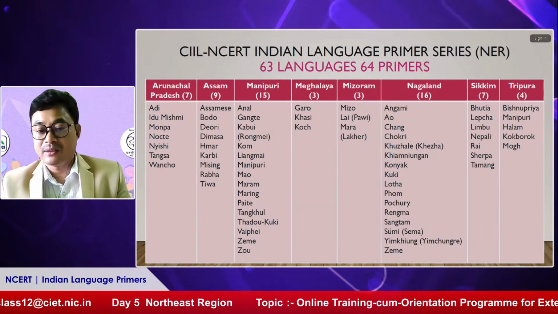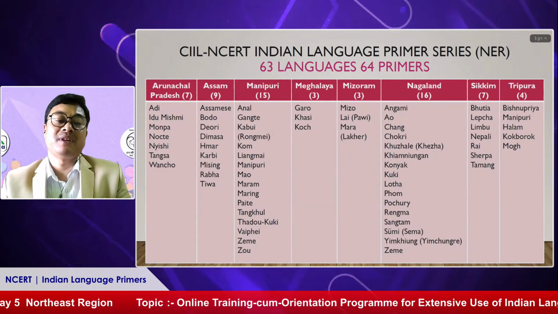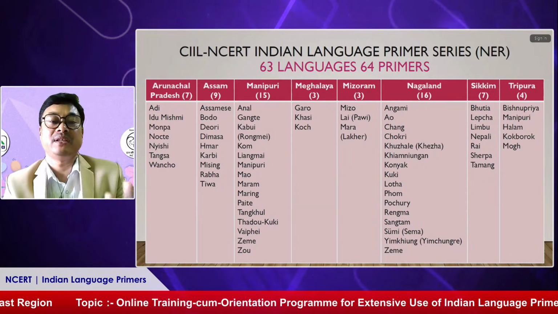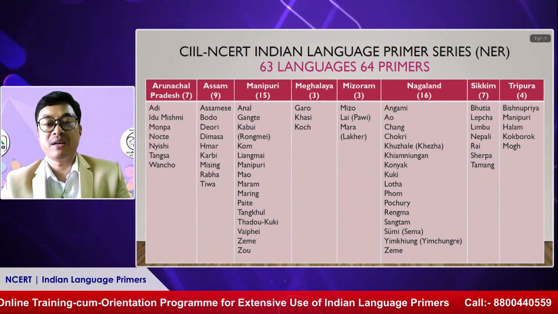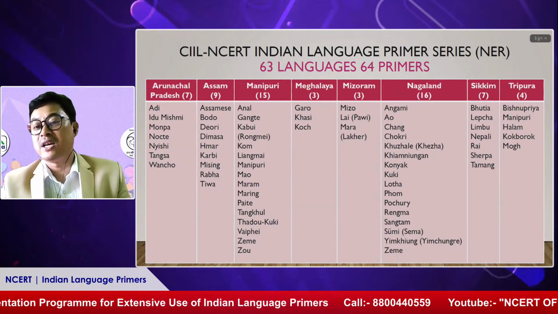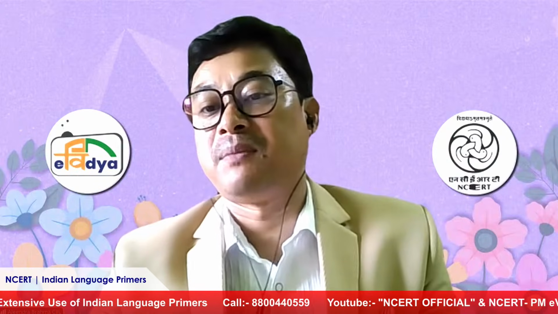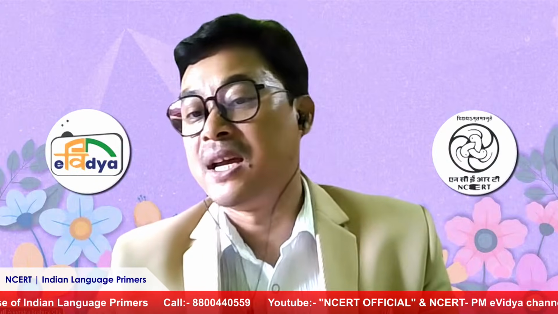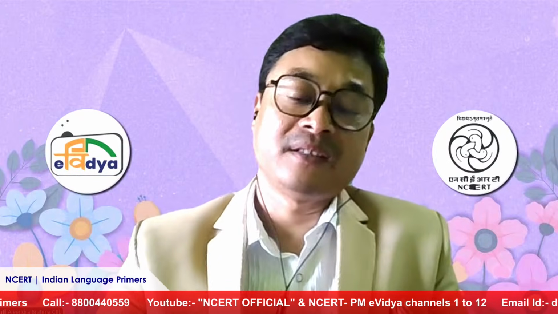The other language is Jeme, for which we have developed 2 primers, one for Manipuri with Manipuri meaning, and the other for Nagaland with English meaning. So we have 64 primers for 63 languages. From Sikkim we have Bhutia, Lepcha, Limbu, Nepali, Rai, Sherpa, and Tamang. And from Tripura we have Vishnupriya Manipuri, Alam, Pokborok, and Mok. So 63 languages and 64 primers.